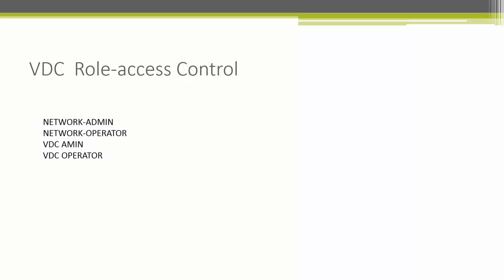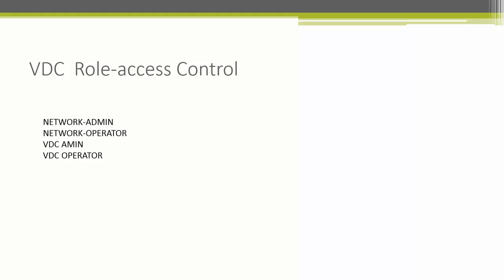NX-OS 6.1 also enables you to have per VDC CPU resource reservation, so it gives you that kind of capability. Well, by default, a Cisco Nexus chassis has some roles assigned. The first role is network admin, which has full control of the default VDC, and this role can create, delete, or change non-default VDCs. So this is a complete admin. It's like root access. He can do whatever he wants to do.